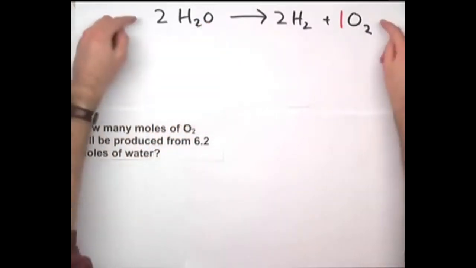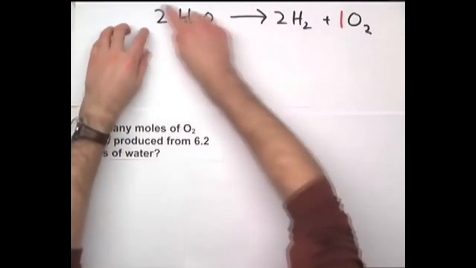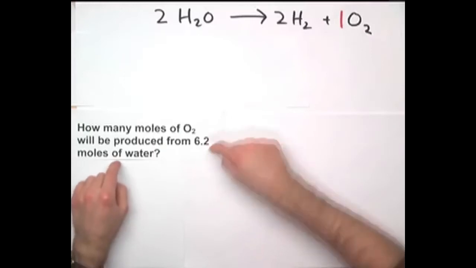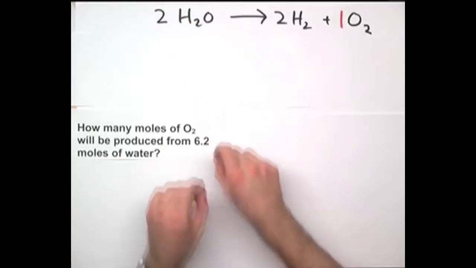Okay, so first of all, I want you to think of this like a recipe. Right now, it's saying that we start with 2 moles of this, and that gives us 2 moles of this and 1 mole of this. But we're not talking about starting with 2 moles of H2O. We're talking about starting with 6.2 moles of H2O, okay?